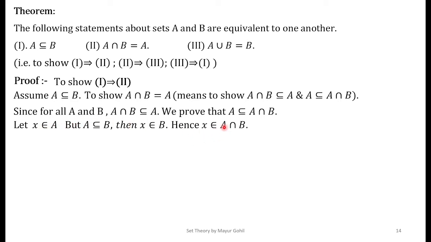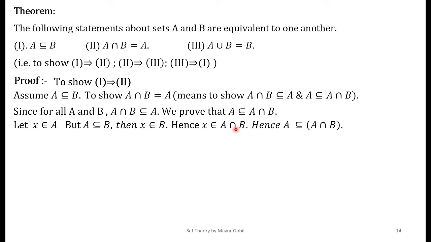Now observe here, we have already reached the destination. X is an element of A. We have proven that X is now an element of A intersection B. It means that A is a subset of A intersection B. Alright, so this is how you prove it.